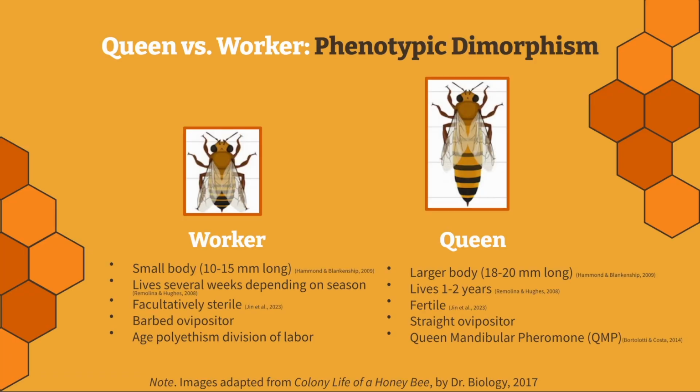Female workers and queen honeybees develop from larvae that are genetically identical. However, these genotypes can be expressed as either queen or worker characteristics. This is called phenotypic dimorphism. As you can see, workers and queens show differences in their morphology and their behavior. These differences demonstrate genomes either being turned on or turned off to create these two wildly different castes.